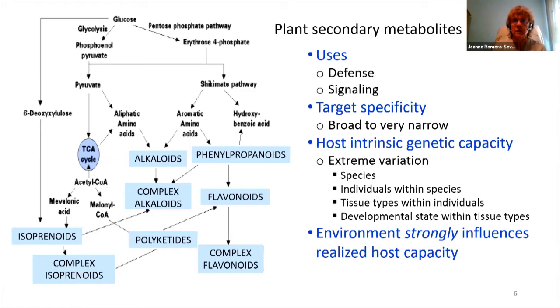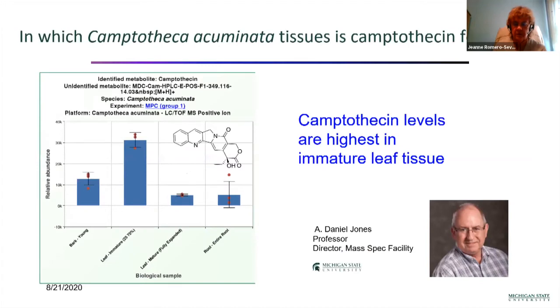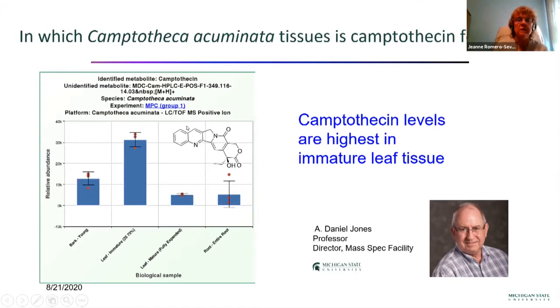Okay, so we want narrow target specificity, and we got zillions of things to look at. How do we do that? Here is just an example of how tissue specificity can be. Camptotheca acuminata is the Chinese happy tree. This compound that you see is camptothecin. Camptothecin is a powerful anti-tumor agent, okay? There's not much of it in a fully mature leaf, but there's a lot of it in immature leaves.